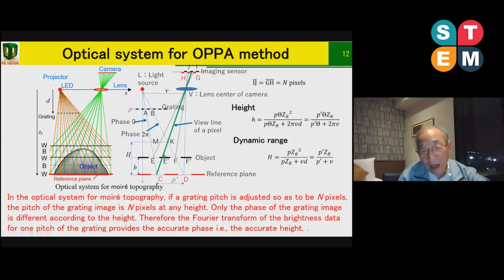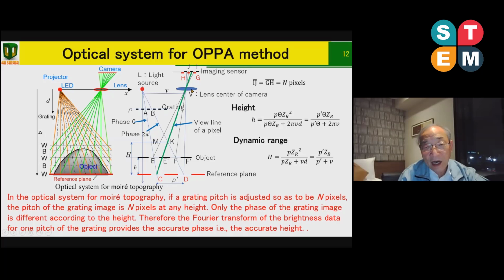Phase is according to the height. So if we calculate the phase, the height is obtained from this equation. This equation is obtained from the relationship between these triangles. The parameter pitch and theta is a phase difference between this phase and this phase. And dr is the height of the distance of the light source and reference plane.